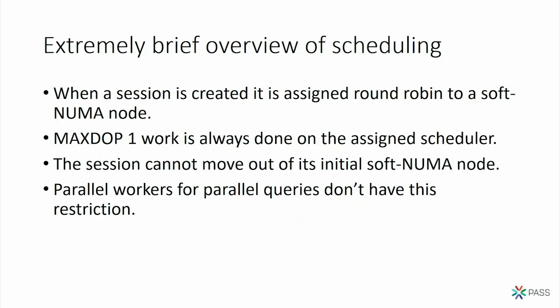Okay, you might be wondering, I have 112 sessions, I have 112 CPU cores. Why do I have doubled up workers, right? I should have 1 scheduler per session. So again, I'm going to explain scheduling in 2 slides instead of just 1. When a connection is created, it gets assigned round robin to a soft NUMA node. The work it does is always done on an assigned scheduler. The session cannot move out of its soft NUMA node.